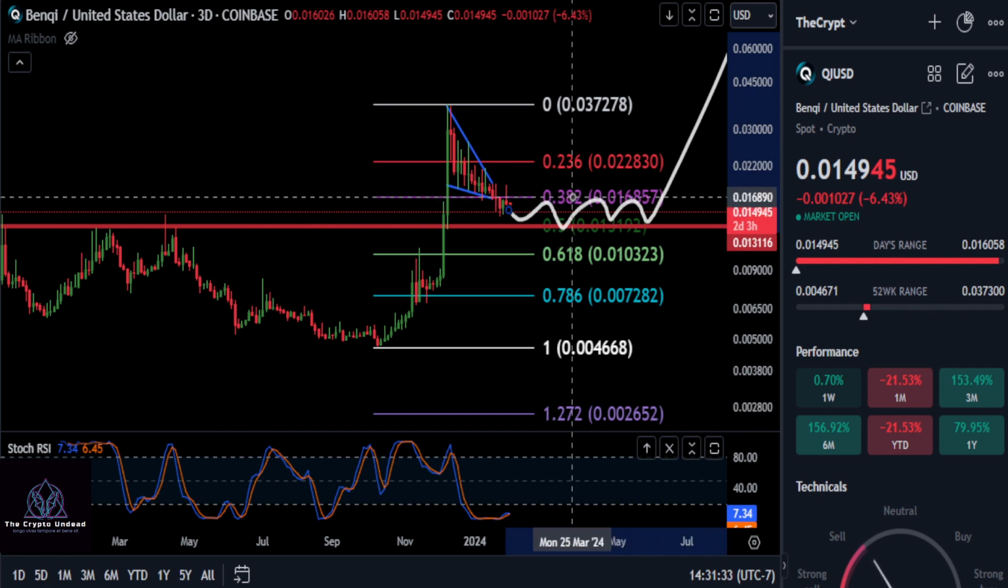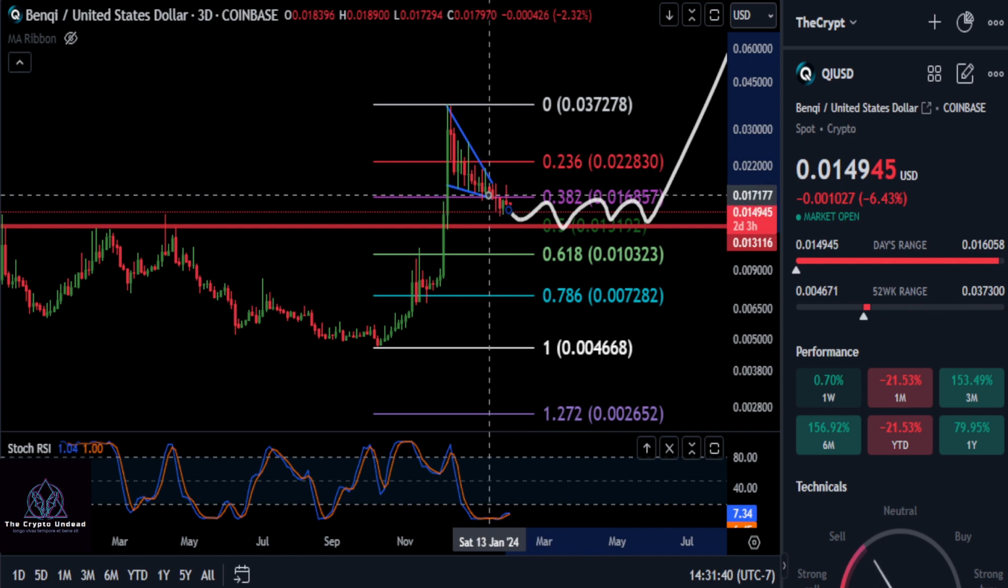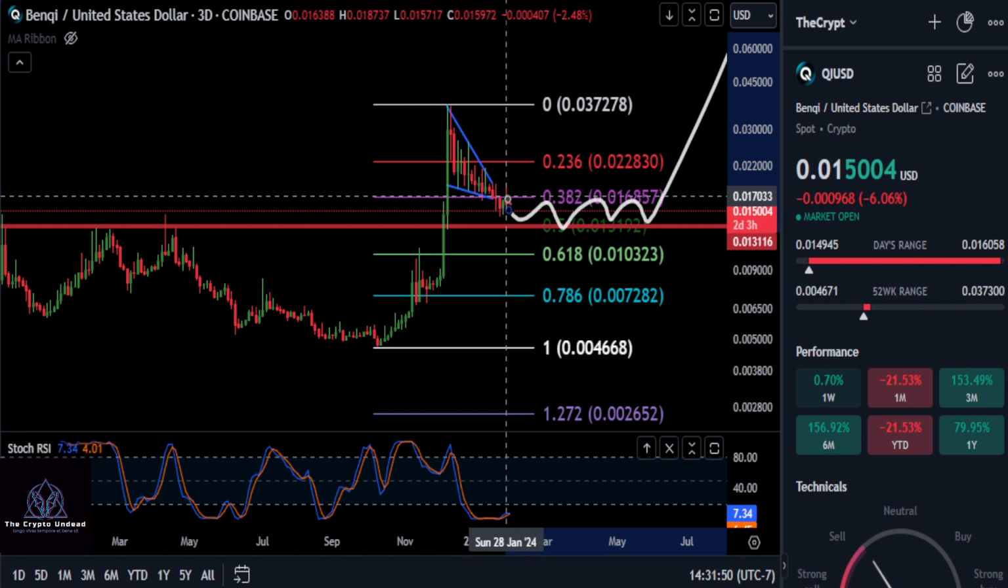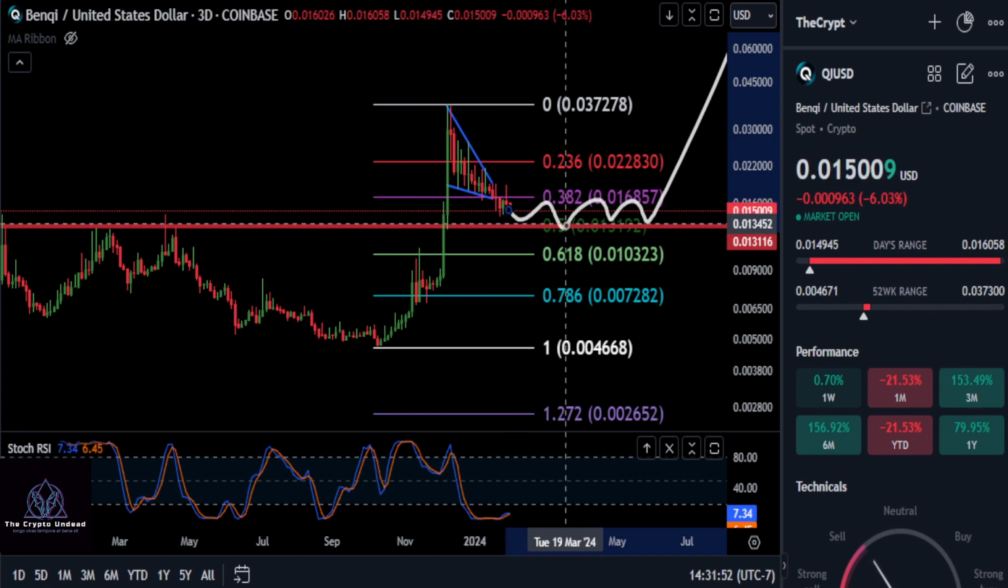And the first price to get back over, of course, is going to be that 382 once again at 168. So until you get over that, the momentum is more likely sideways here on QI. But if you're long on this thing and you're ready to get 1000x out of it, or whatever it's going to be, then one last chance to load up at these lower price targets.